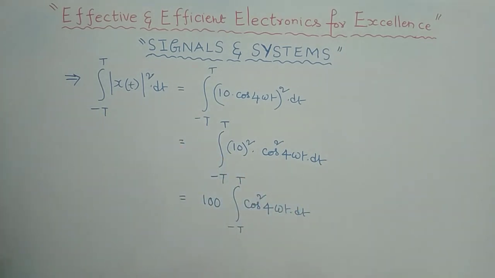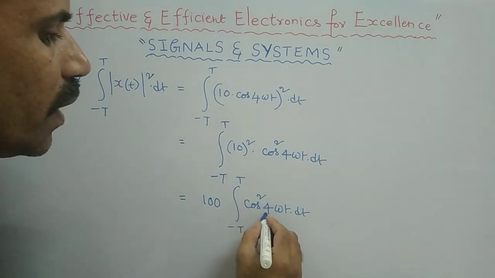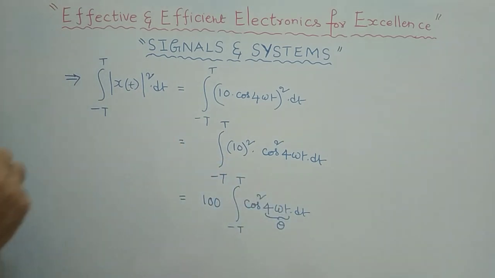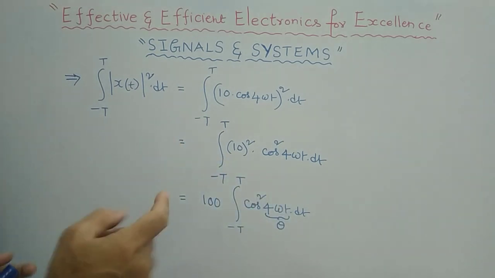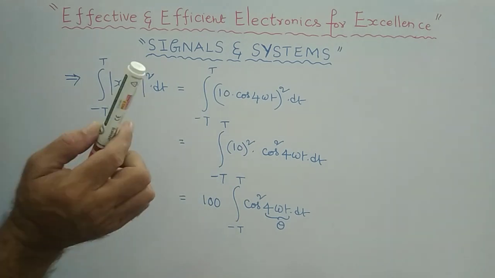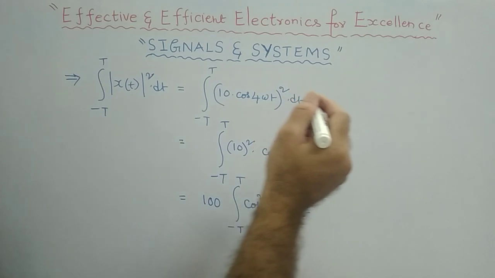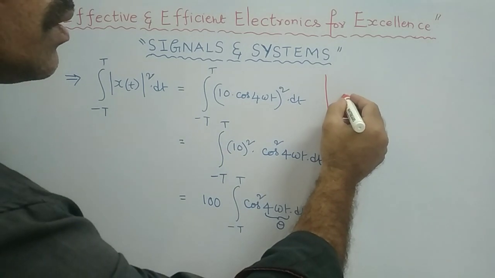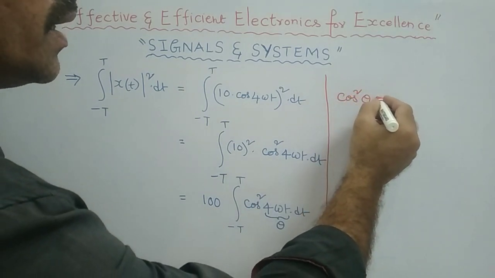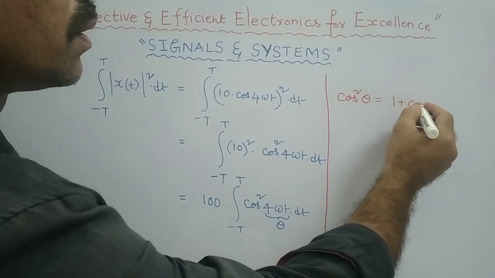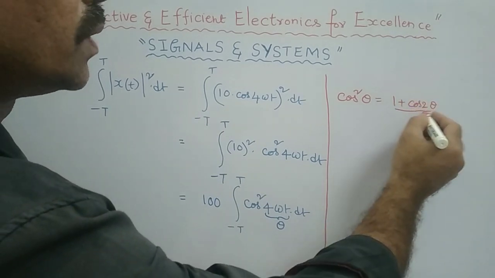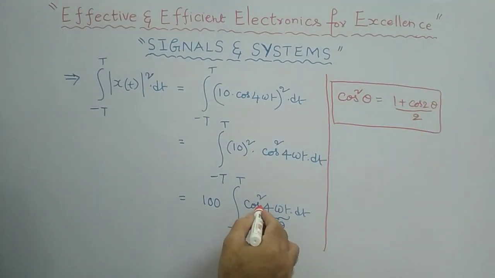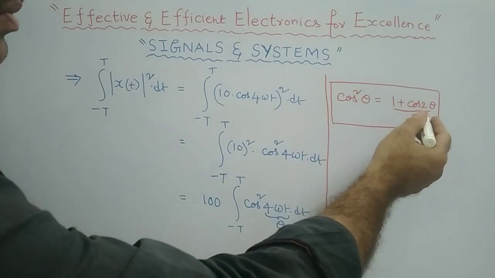That's it. And then again it is nothing but cos square theta. Say for example, 4 omega t is the entire portion; if you consider 4 omega t as theta, it is nothing but your cos square theta. Clear? From the trigonometric identities, cos square theta can be written as 1 plus cos 2 theta by 2. This is the formula. Clear? What is cos square theta? Cos square theta is equal to 1 plus cos 2 theta by 2.